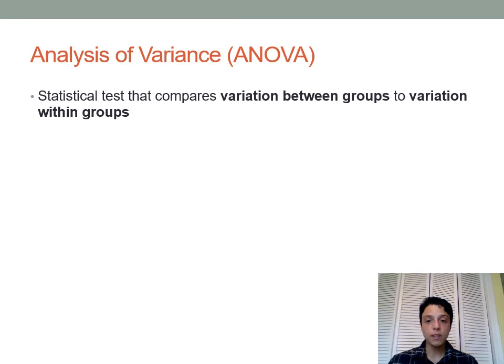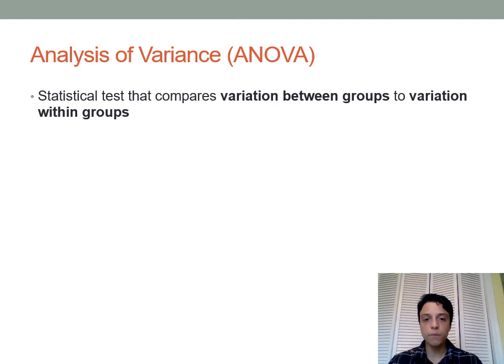All right, so let's talk a little bit about what this test is and how it works. This is going to be the first hypothesis test we're going to talk about that isn't using a t-distribution, and that's not some version of a t-test. I'll talk about the distribution we're looking at in a second, but first I'll just talk about what the test does. So the analysis of variance test compares variation between groups to variation within groups.